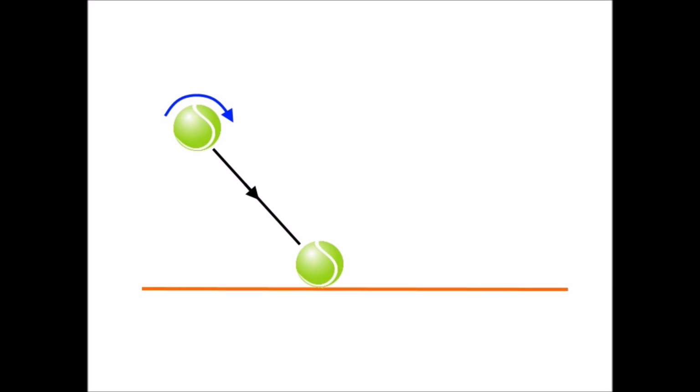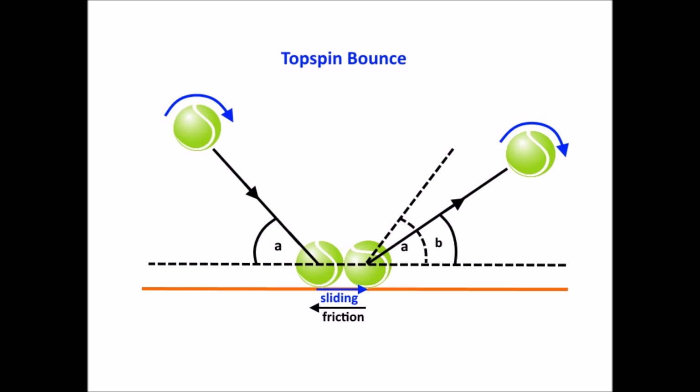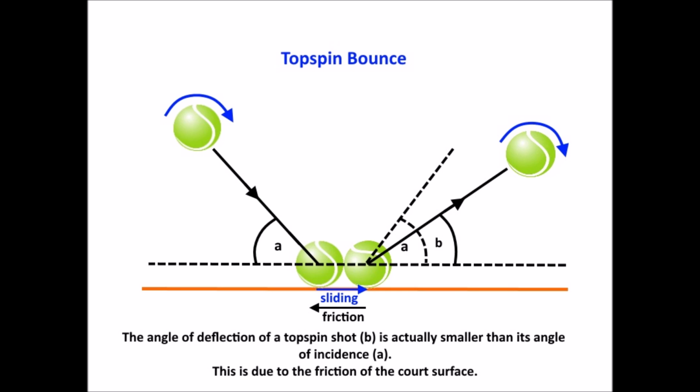A topspin shot bounces on a tennis court. The ball slides a bit on the surface. The angle of incidence is A. You could expect a similar angle of deflection A. But due to the sliding of the ball and the friction of the court surface, the angle of deflection is actually B. So the angle of deflection of a topspin shot, B, is actually smaller than its angle of incidence A.